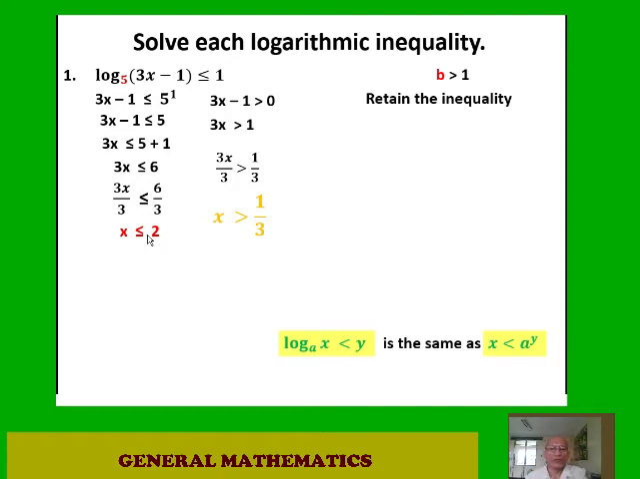Now, to determine the solution set of this inequality, we are going to plot these two inequalities on the number line. x less than or equal to 2, at the same time x greater than 1/3. So the red arrow points to the left, starting from 2 on the number line, because x is less than or equal to 2, so 2 is included. Another inequality, x greater than 1/3, so starting from 1/3 to the right.